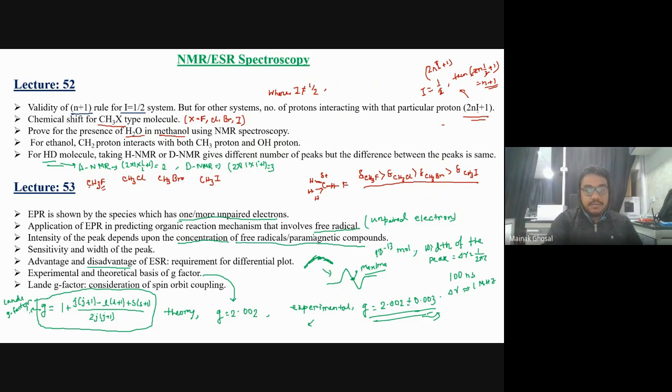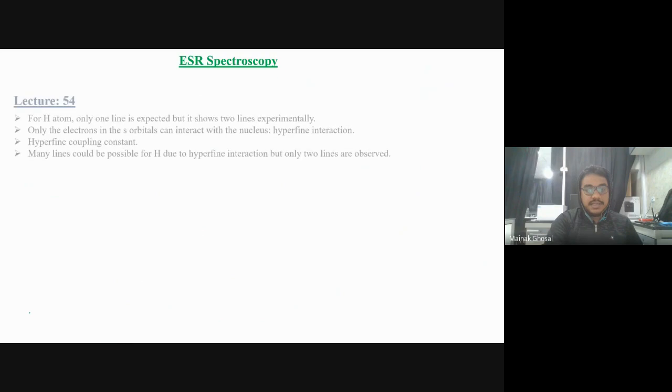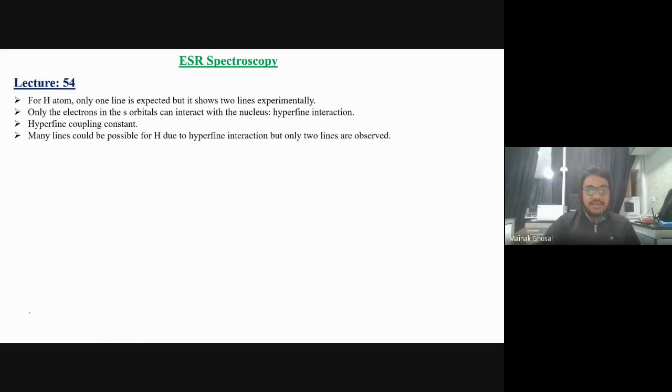But in the next lecture there was some discussion that for the hydrogen atom only one line is expected because only one electron is present, but it shows two lines experimentally. Why is this showing two lines? This was the first question, that here only one line is expected but it's showing two lines. Why are two lines expected? Because it is said that the electron can interact with the nucleus. Which electron will interact with the nucleus? Do all the electrons interact with the nucleus?